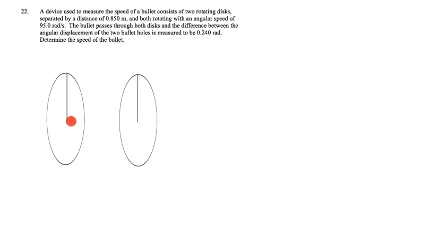All right? And that's how we're able to determine the speed of the bullet, based on how much time it took to go from the first disc to the second rotating disc. So they're separated by 0.850 meters, and they're rotating with an angular speed of 95 radians per second.